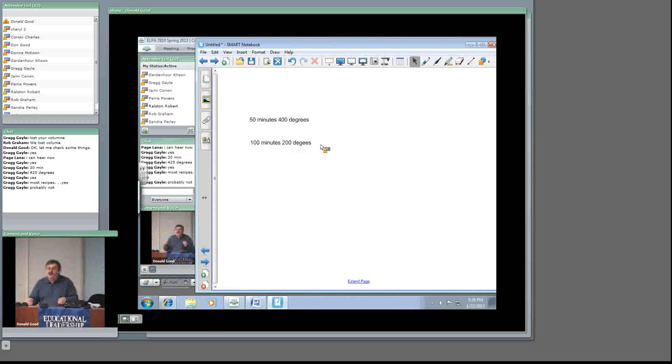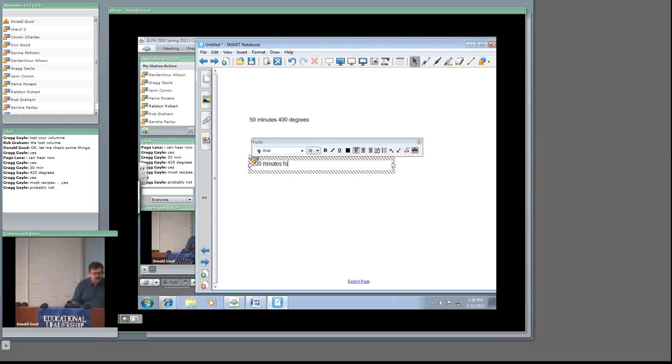but it's not ratio. Is 50 degrees twice as hot as 25 degrees is? No. It's 25 degrees hotter, but it's not twice as hot. So the proportions don't hold up with temperature. They do hold up with weight. If that were true, then I should be able to bake this thing for 200 minutes at 100 degrees. That's not going to work.